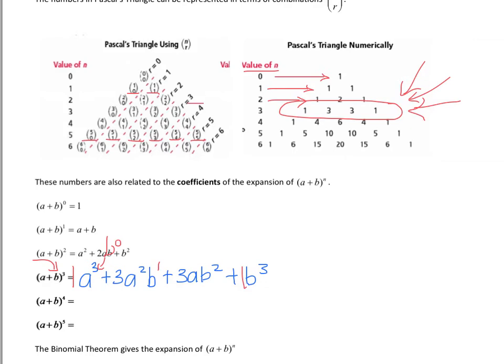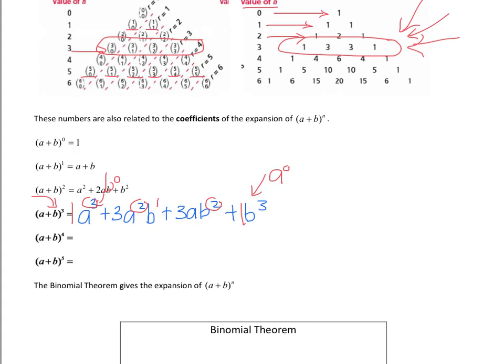And if we take a look at our r values here, it goes 0, 1, 2, 3. And then our a values are doing the exact same thing. Sorry, not a values, our a exponents. They're just going down. So we go 3, 2, 1, and then in here, that's like writing a to the power of 0.